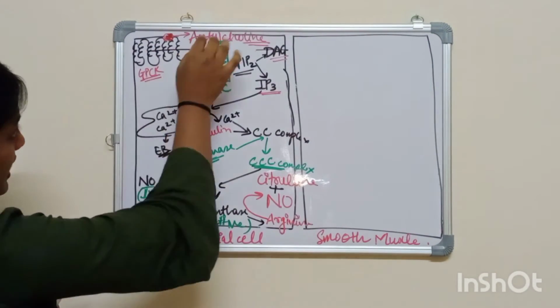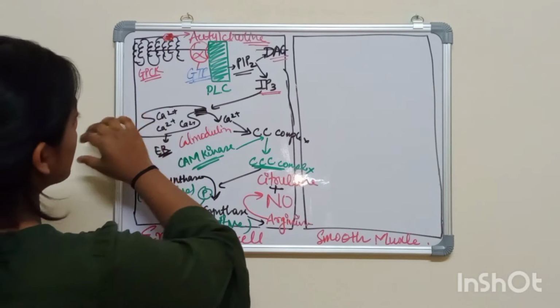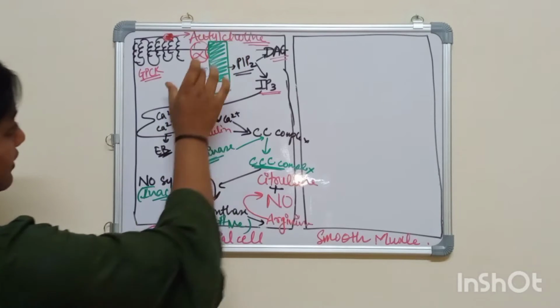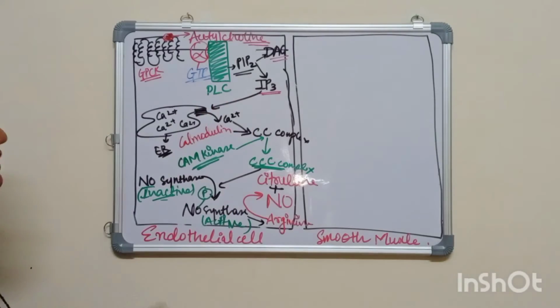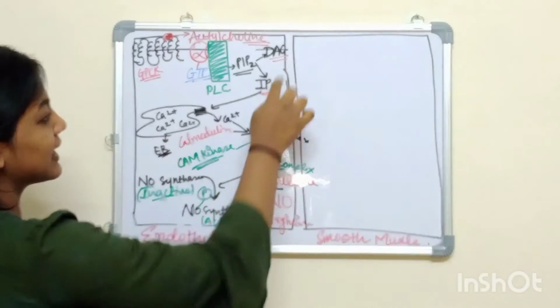The GPCR was there. Acetylcholine, a ligand, comes and binds to the GPCR. It causes GTP to bind to the alpha subunit. Now the alpha subunit with GTP goes and binds to PLC, phospholipase C. Now activated PLC converts PIP2 into DAG and IP3.